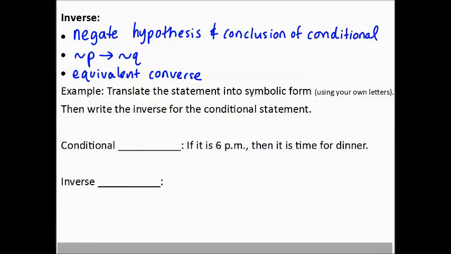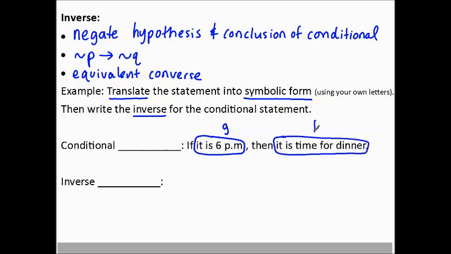Let's look at an example. Translate the statement into symbolic form. Then write the inverse for the conditional statement. If it is 6 p.m., then it is time for dinner. Well, if we call the hypothesis G and the conclusion H, the symbolic notation would be G, arrow H. Changing it to the inverse keeps it in this order but negates it. Squiggly G or not G, then not H, like that.